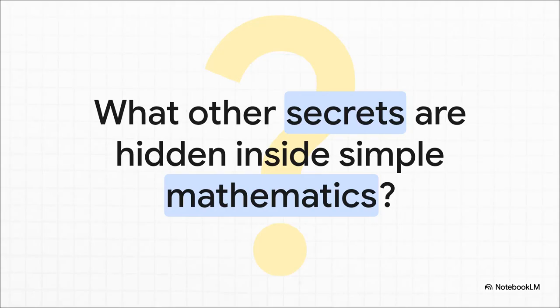We started with this simple, kind of weird calculation, just multiplying and adding some numbers, and we ended up revealing a fundamental constant of chemistry. It just makes you wonder, right? What other profound secrets about how our universe works are just sitting there, hidden inside simple mathematics, just waiting for us to find them?